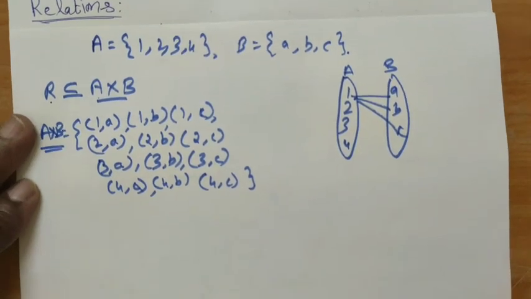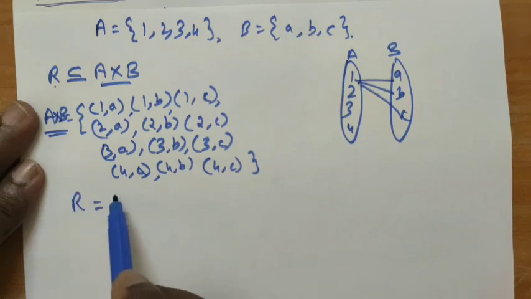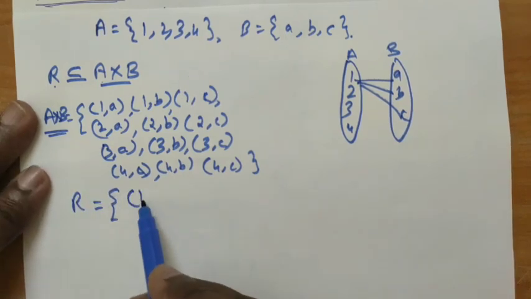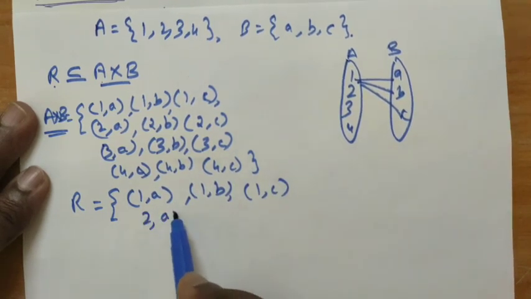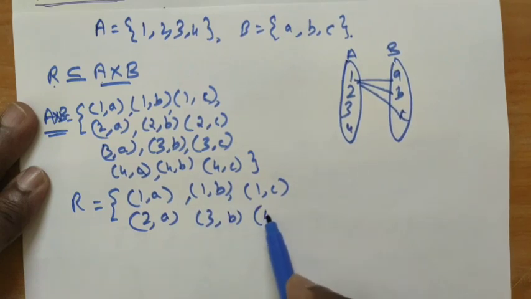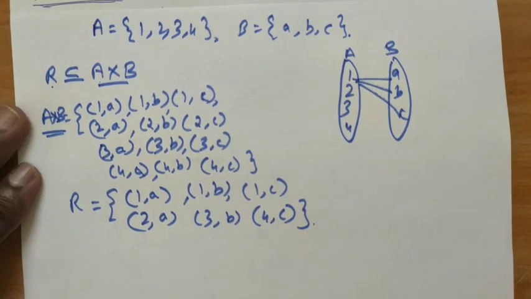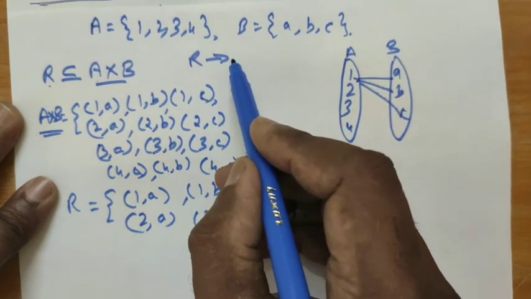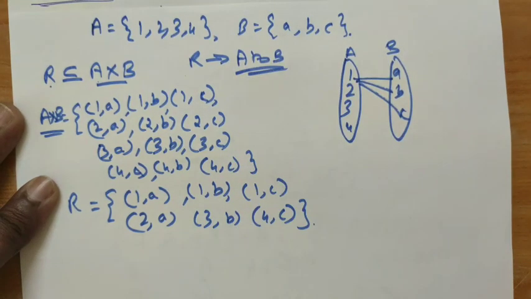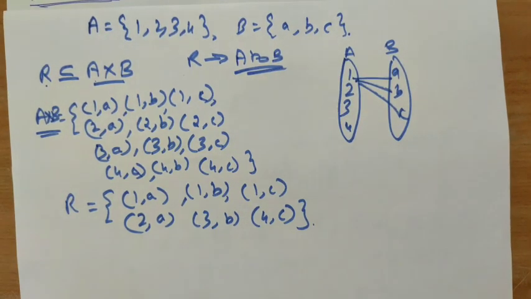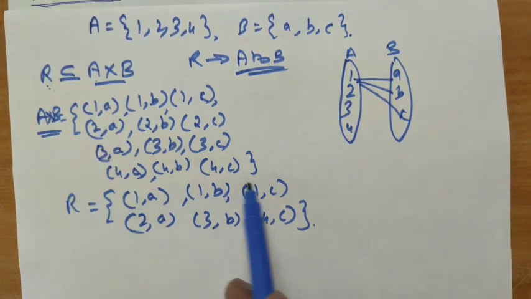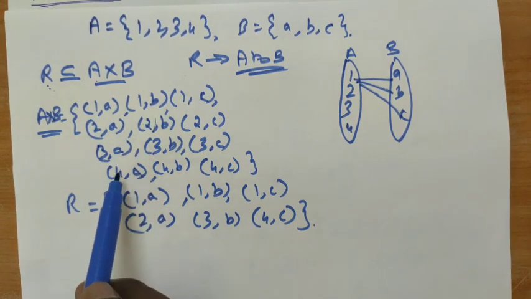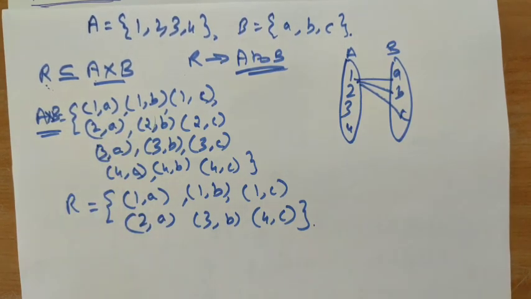So now for example, the relation is given like this. The relation R is given as: 1 comma A, 1 comma B, 1 comma C, and then 2 comma A, 3 comma B, and then 4 comma C. Can we check, is this a relation from A to B or not? We have already used the word: the relation is always a subset of A cross B. Now check if these elements appear here, then it is called a relation. Surely we can say it is a relation.